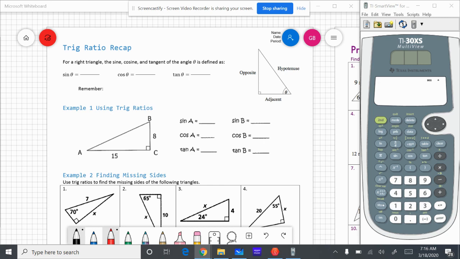Hi everyone. Today we're going to review the trig ratios. You can find this document on PowerSchool so you could download it or print it out.